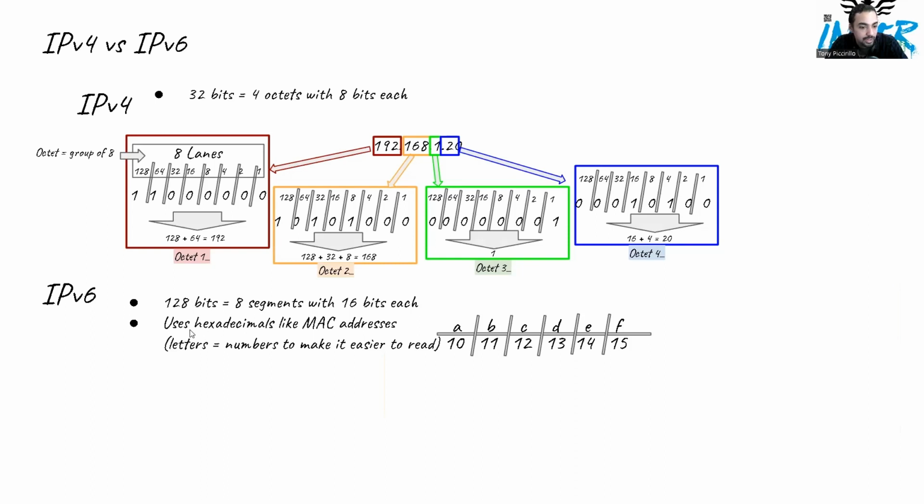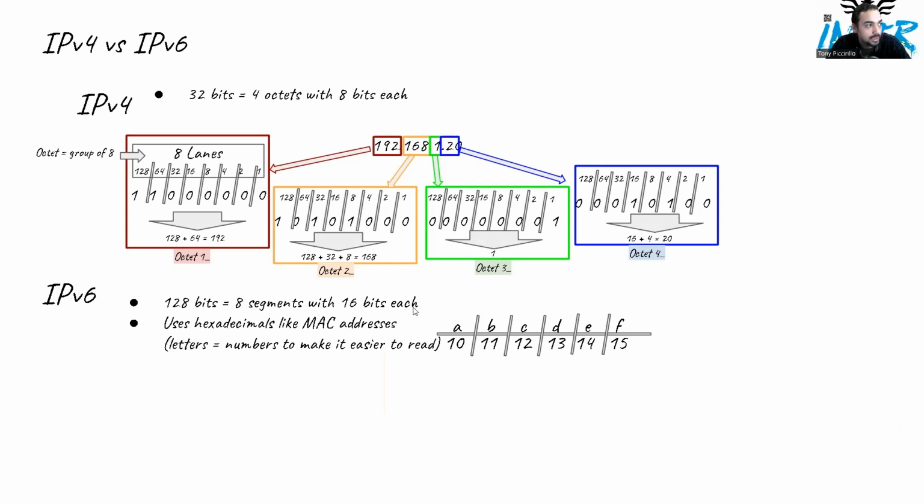So IP version 6 uses hexadecimals, just like MAC addresses do. Hexadecimals basically means there's going to be letters that represent numbers, and that just makes it easier for us to read, right? Because we're humans and not machines and robots. So A is 10, B is 11, C is 12, D is 13, E is 14, and F is 15. So here, 15 is the highest hexadecimal number.